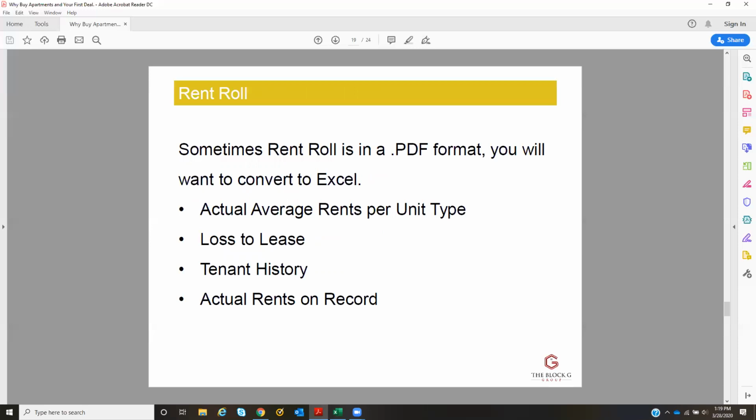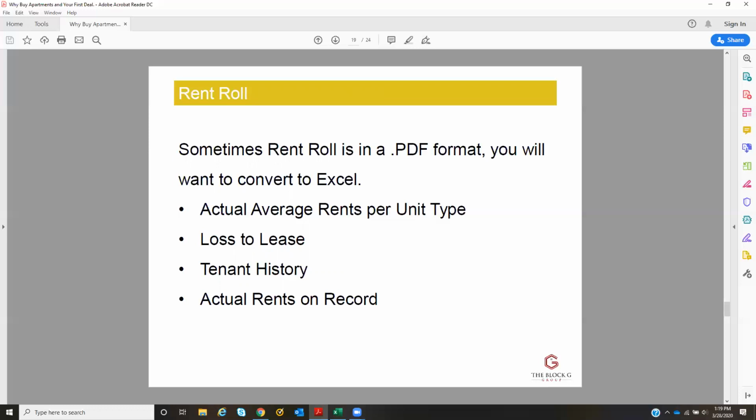Let's take a look at the rent roll, right? Again, a lot of these things come in PDF because they come from an accountant or from the seller himself, and they lock it all down. Convert it to Excel so you can manipulate the data. You're looking at actual average rents per unit, okay? And also look for loss to lease, look for the tenant history, okay? Just make sure that everybody on the rent roll has a date moved in and a date moved out. What they're paying.